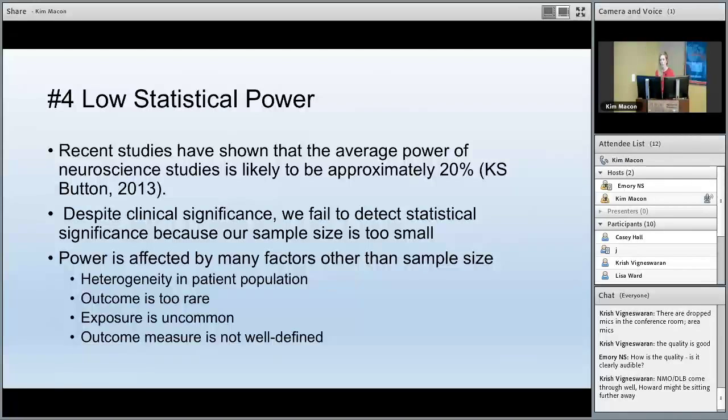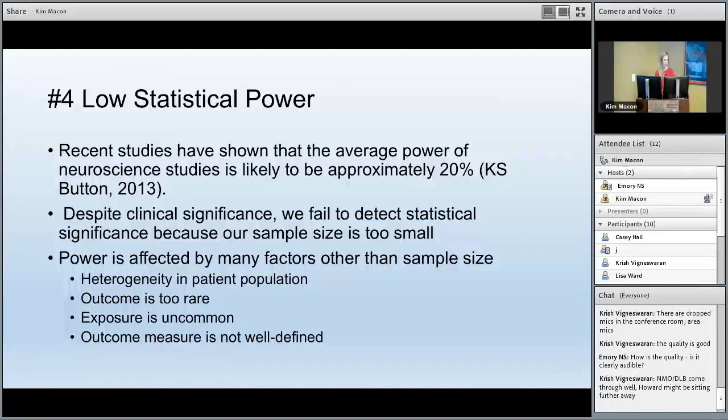And why is this? Well, you can have low power because of many things. Obviously, if your sample size is small, you have low power. But you may have a very heterogeneous patient population. You could have a very rare outcome. You could have an uncommon exposure, or your outcome measure may not be well defined. All of these things will ultimately affect the power of your analysis.